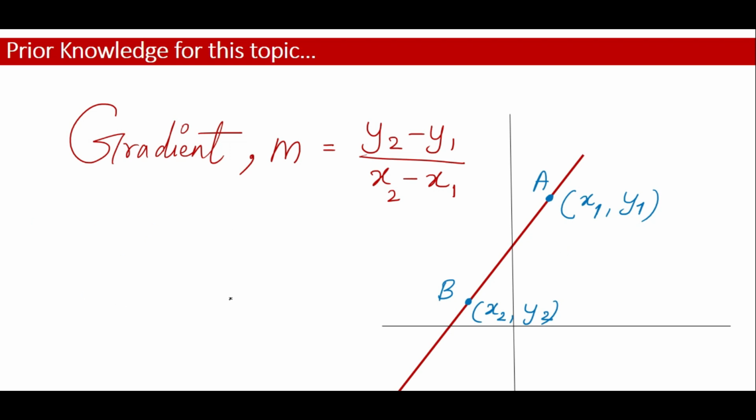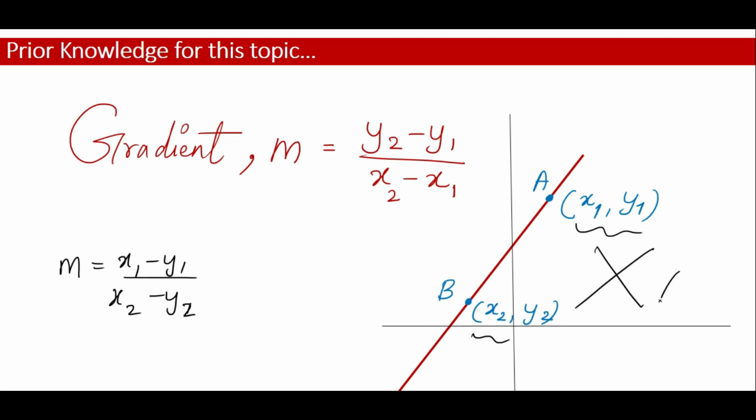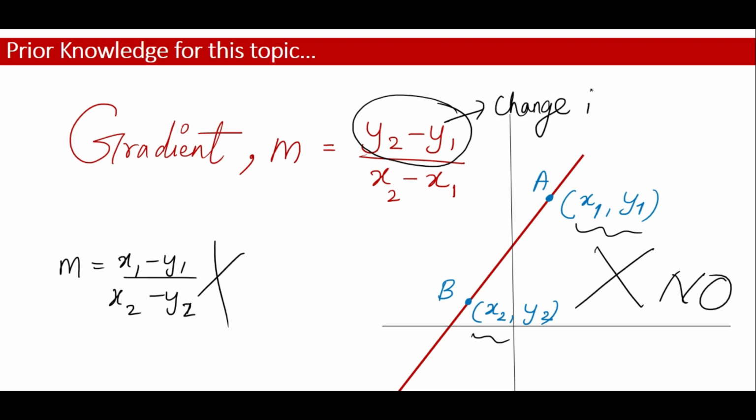Now, if you ask me, some of the common errors found while finding the gradient is that you tend to write m is equal to x1 minus y1 over x2 minus y2. You just take the difference of these terms, which is a big no. So these kinds of errors should be avoided. It is the change in y divided by the change in x.